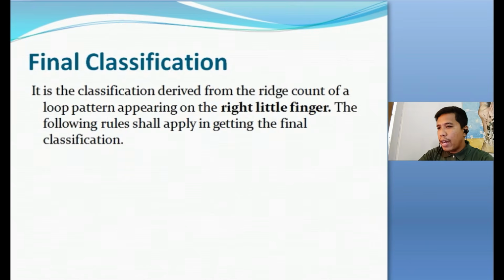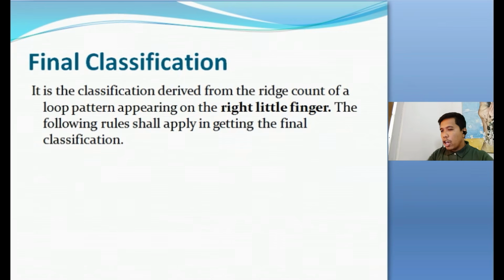Sir, question. This came out in the board exam. What if, in the final classification, the right little finger is not a loop? That's a very legitimate question that also came out in the board. If the right little finger is not a loop, you cannot do ridge count. So you proceed to the left little finger. And if the left little finger is a loop, the ridge count of the left little finger will be your final classification. Again, I repeat, if your right little finger is not a loop, you proceed with the left little finger, and its ridge count will be your final classification. But at all times, you prioritize the right little finger first. So if the right little finger is a loop, automatically its ridge count will be your final classification.